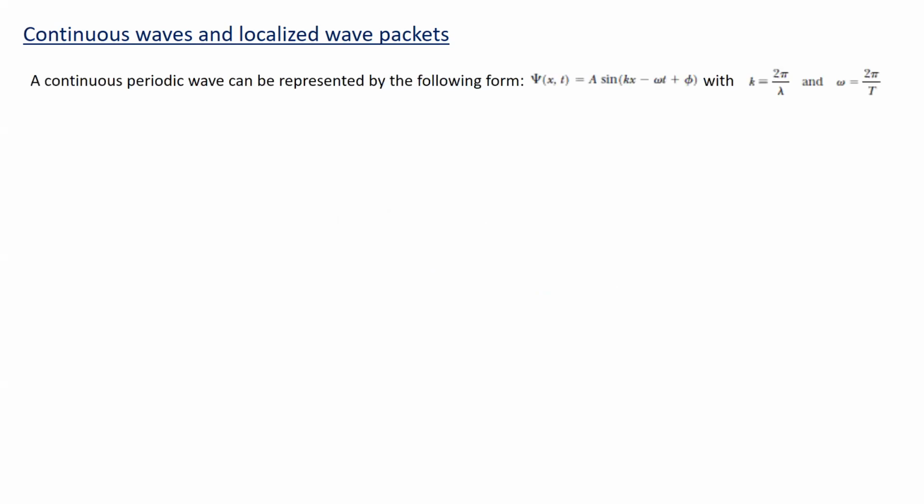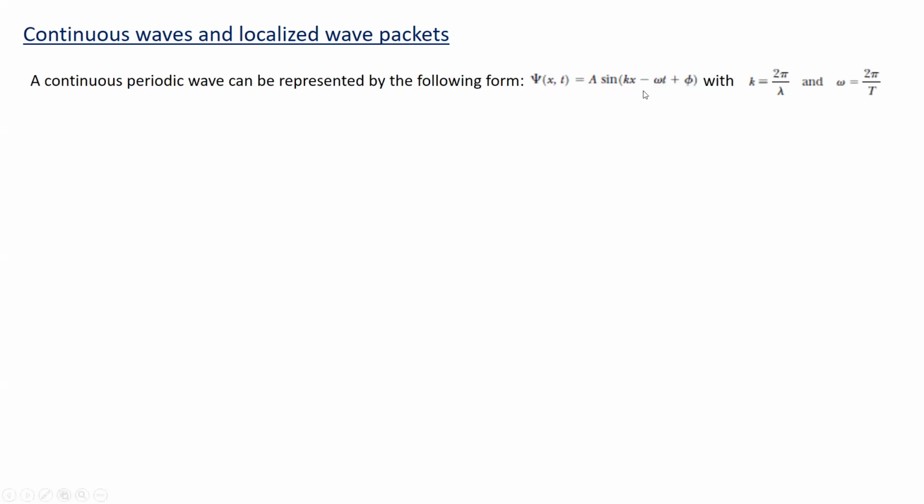So let's talk about waves and wave packets, because this is going to figure into our derivation of the Heisenberg uncertainty principle. A continuous periodic wave can be represented in the following form. Psi is just a symbol; you might have used y before in a previous class. Psi of x and t is an amplitude times some sinusoidal function of kx minus omega t plus phi.